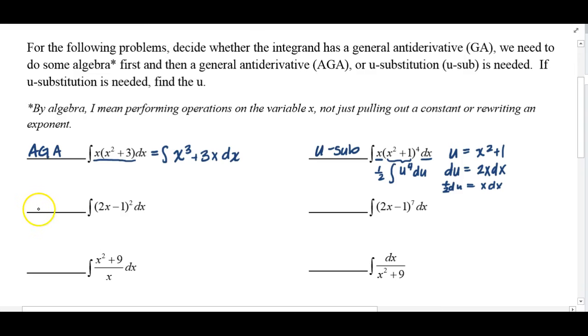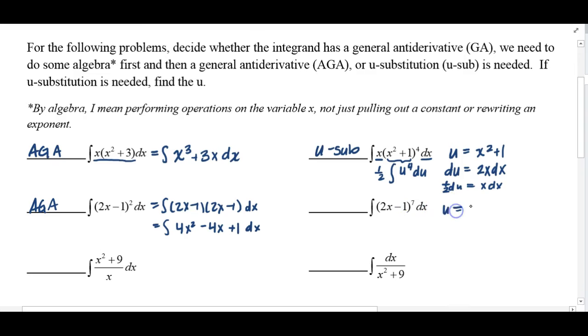Now, on the one on the left, again, I'm going to use AGA. That is the better strategy. The algebra that I'm going to do is 2x minus 1 times 2x minus 1. I only have to do it twice. So that requires me to just distribute out. So 4x squared minus 2x, minus 2x, so minus 4x plus 1. And then I'm doing the power rule on each piece. That would be the better strategy here, I would say, as opposed to on this one, where it would not be a good idea to use algebra because now you're multiplying this thing out 7 times.